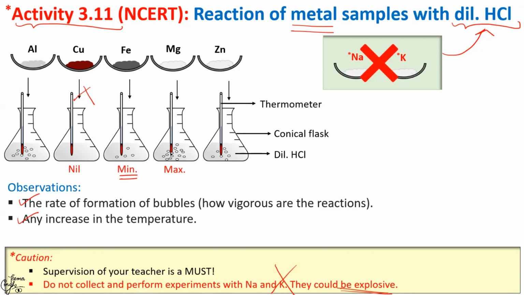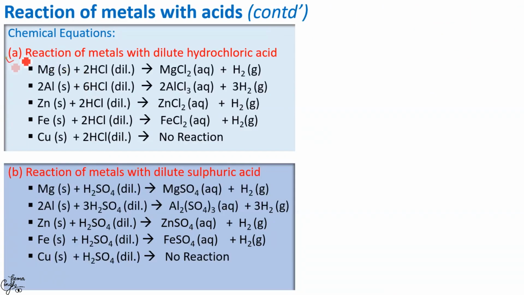The corresponding equations for these reactions can be written as follows. Students, note that you can write the word aqueous, abbreviated as aq, instead of dilute to illustrate the physical state of the acid. Both of them are accepted. The reactions of metals with dilute sulfuric acid are also similar to those with dilute hydrochloric acid, but instead of metal chlorides, we get metal sulfates here. Here too, you observe that copper does not react with dilute sulfuric acid. But remember, it does react with hot concentrated sulfuric acid. The reaction is beyond your class level.